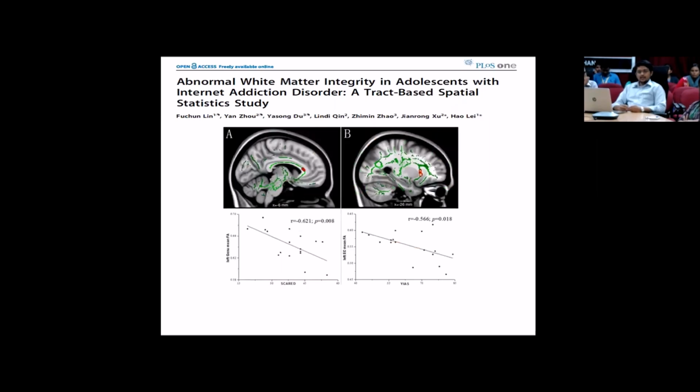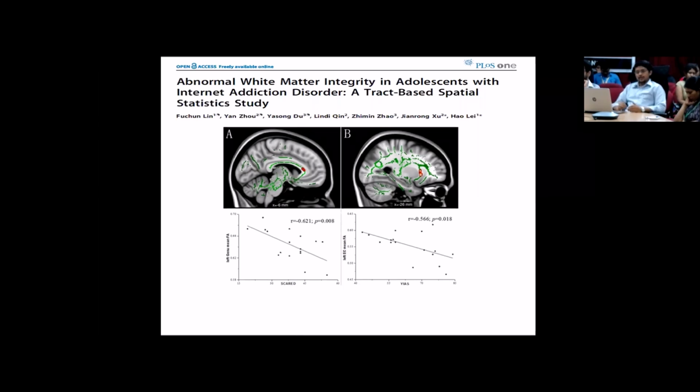Another interesting study looked at the corpus callosum. This is a whole brain tract-based spatial statistics study, which looked at white matter tracts all over the brain, and they found differences only in the genu part of the corpus callosum and also in the external capsule. They found fractional anisotropy reduced in these two areas, in the corpus callosum and in the external capsule.